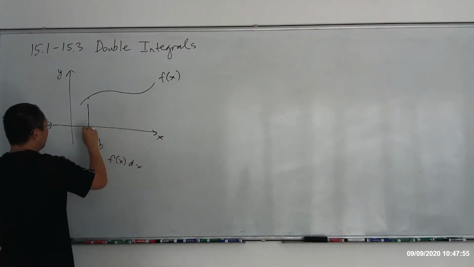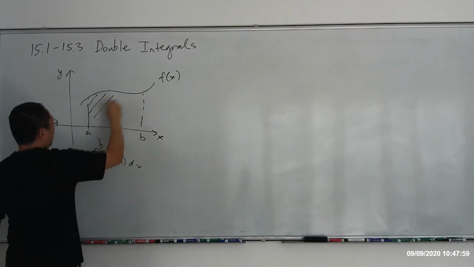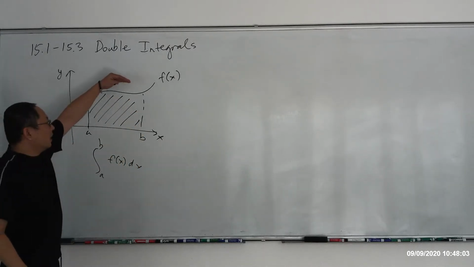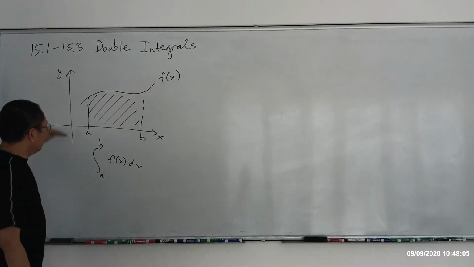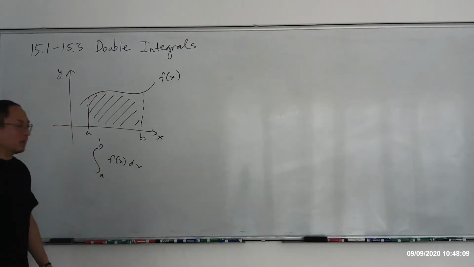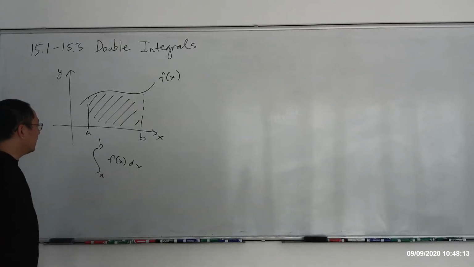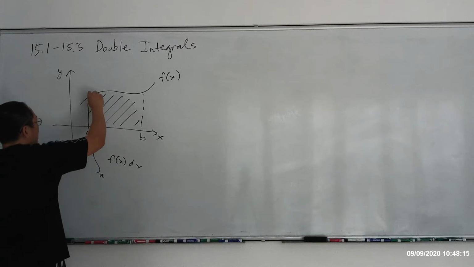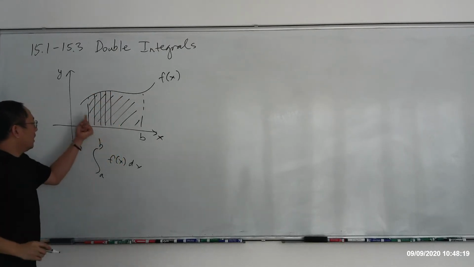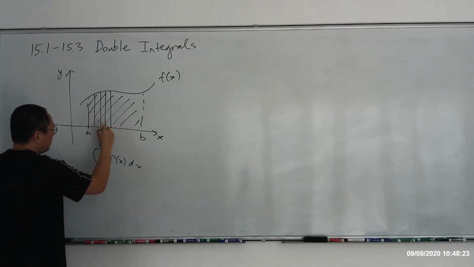So from a to b, this is a, this is b, this is the area of the region bounded above by the function f, below by the x-axis, and the two vertical lines x equals a and x equals b. And the idea that we learned in Calc 1 for how to calculate this area is: we chop it up into many columns, and then we calculate the area of each column at a time. So dx is like a very tiny bit of the width right here.